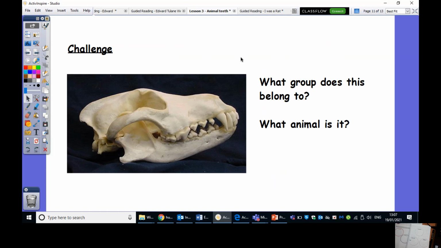Now, what I would like you to do, have a look at this skull here. As a challenge, can you tell me what group does it belong to? And do you think you can tell me what animal it is? Which would be really impressive just from what the skull looks like. So what group does this belong to? Is it a carnivore, a herbivore, or an omnivore? And also, for an extra point, can you guess what animal it is? Off you go.